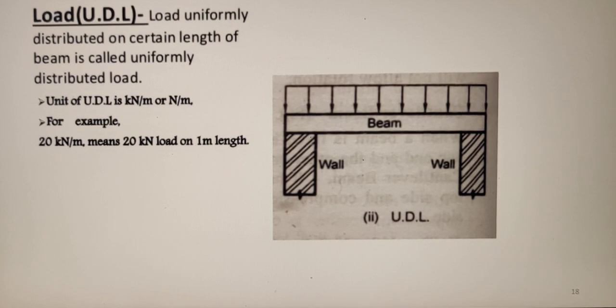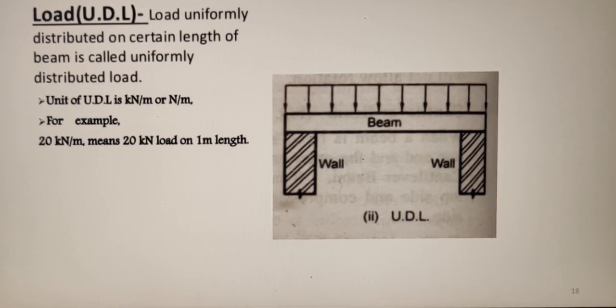Second type of load is uniformly distributed load. In short, we can call it UDL. This is a load acting per meter length of the beam, so it is represented in kilonewton per meter or Newton per meter.